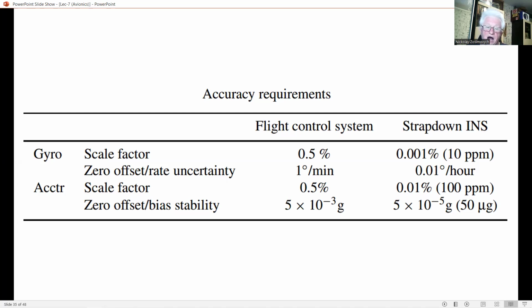Strap-down RLG, ring laser gyro based INS systems, now determine the market, a technology revolution.